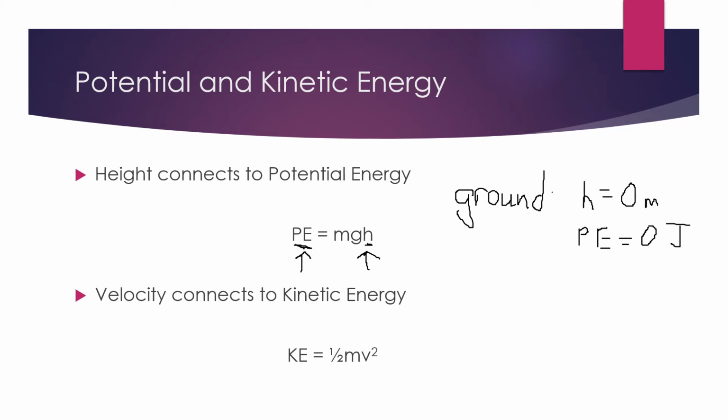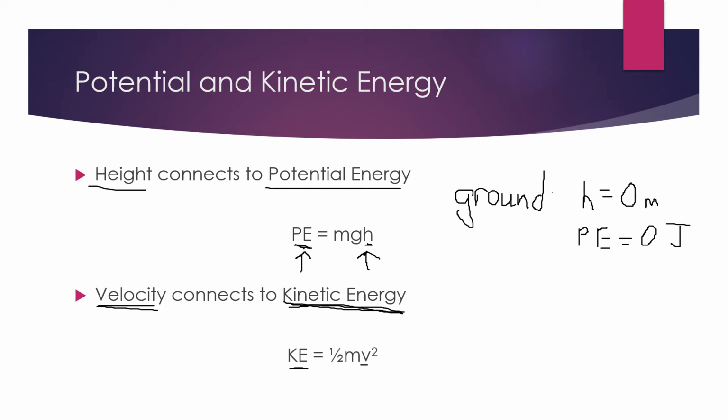Whereas velocity connects to potential energy. So I want you to understand this. Height connects to potential energy. Excuse me, I think I misspoke. Velocity connects to kinetic energy. So the height determines the potential energy. The velocity determines the kinetic energy.